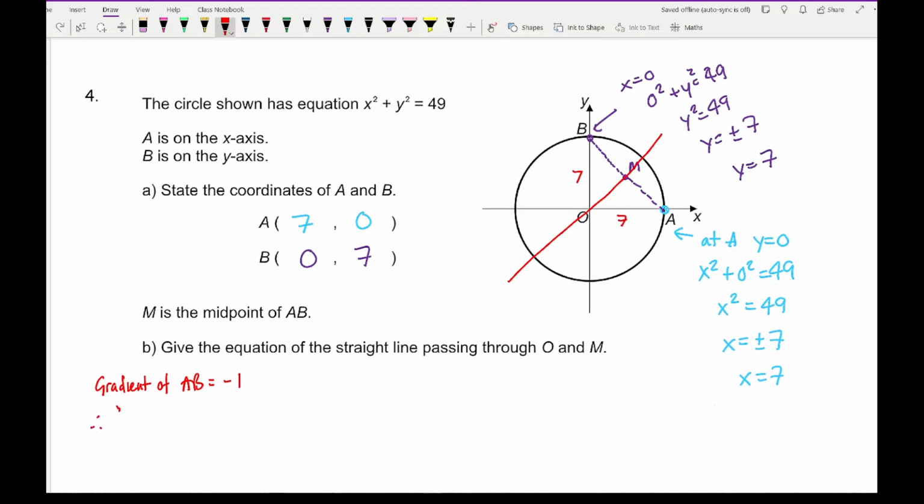So therefore, the gradient of OM, which is perpendicular, is going to be -1 over the gradient of AB, which is -1, which gives me an answer of just 1. Now I know that the line goes through the origin, so the y-intercept, c, equals 0, and m equals 1. Substituting into y equals mx plus c, I end up with y equals x.